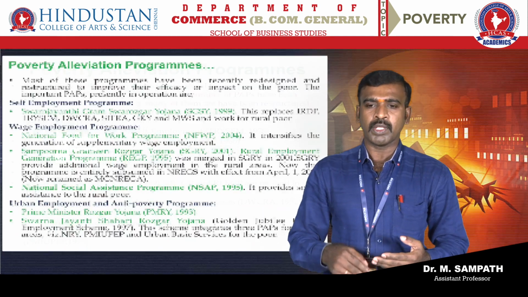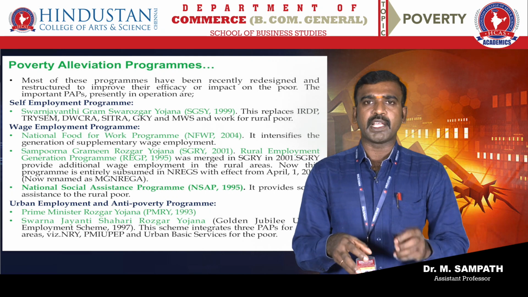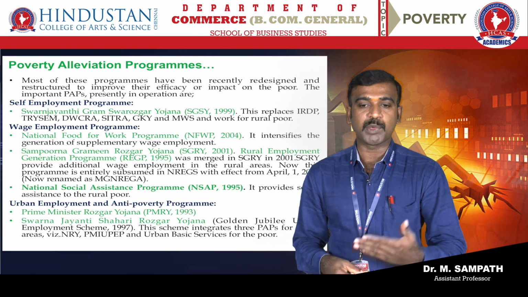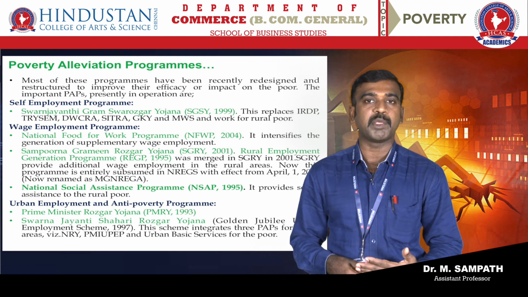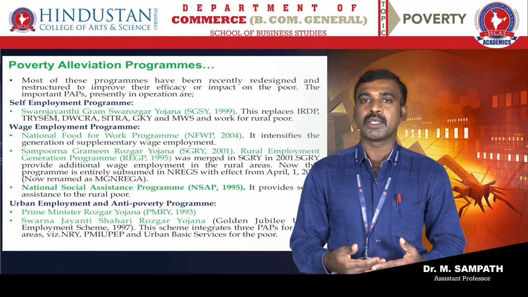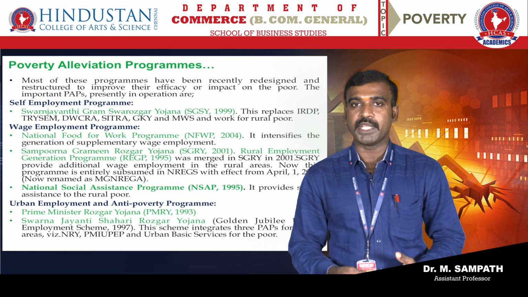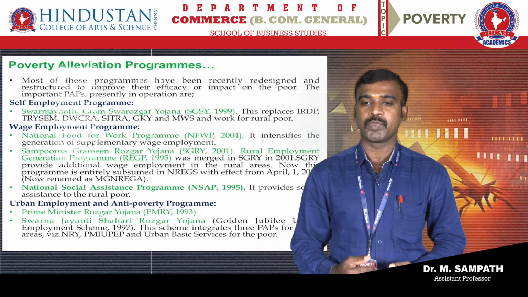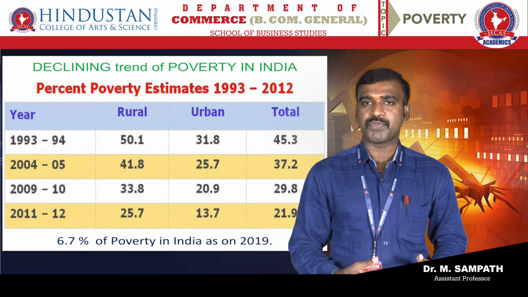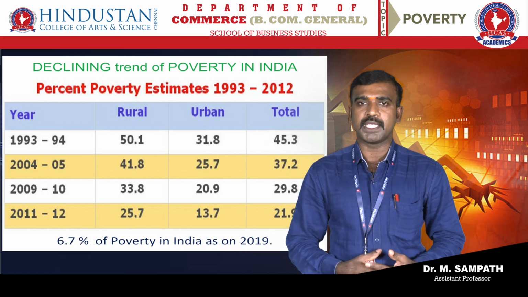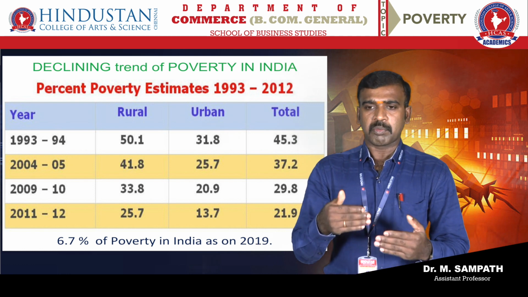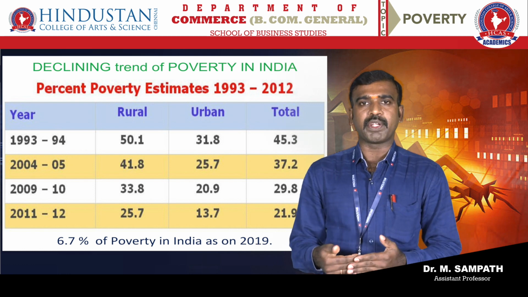And presently in operation are the self-employment program, wage employment program and urban employment anti-poverty program. These programs are created and implemented by the government of India for reducing poverty. Because of the implementation of various programs for reduction of poverty, the result is almost at a satisfactory level: a declining trend of poverty in our India.